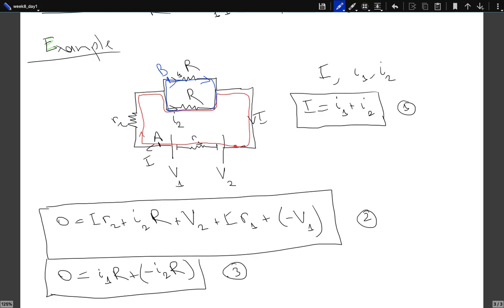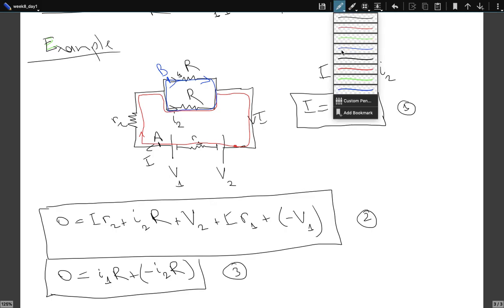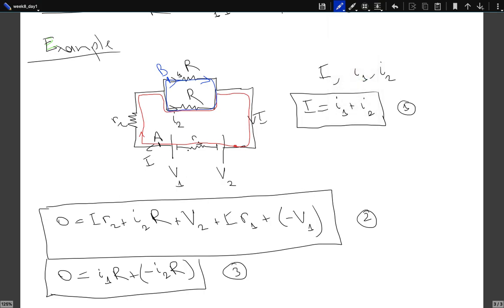Well, you can ask, what if I chose a different loop? Well, let's choose a different loop. Let me choose such a loop now.